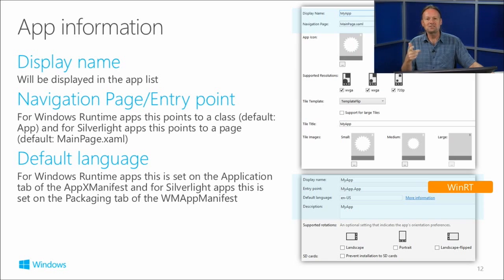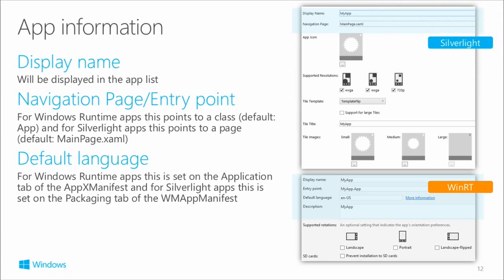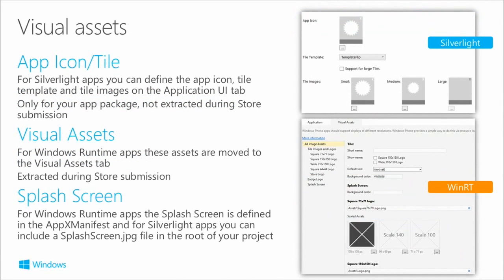The one at the top there, the Silverlight one, is a bit different. The navigation page there actually is the initial XAML page, because in your app.xaml.cs in a Silverlight app, there's no explicit navigation to a page, so that's defined here. And you have to list all your visual assets in here. So you've got your app icon and tile, and there are different tabs. But essentially, in both manifests this information is recorded in different places, but it's still recorded through the app manifest.